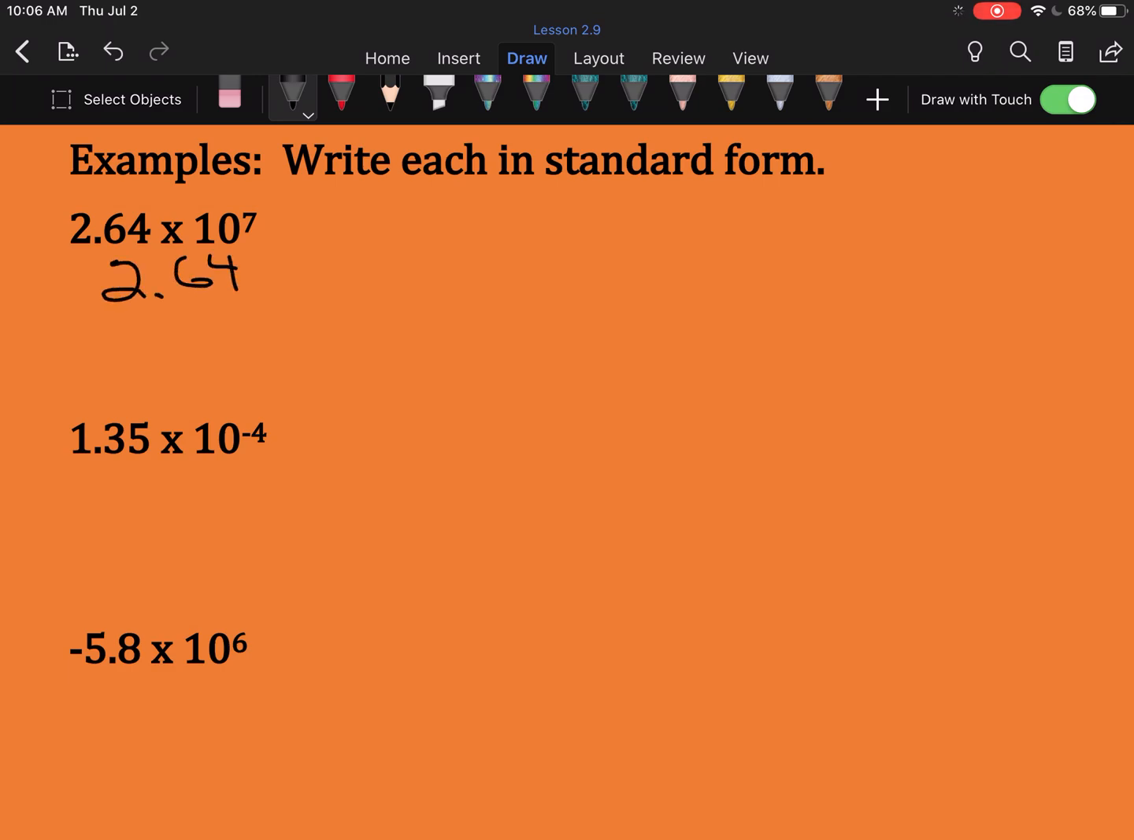Rewrite the original number, which is 2.64. 10 to the positive 7 basically says take the 7 and say that's the number of times I'm going to move the decimal point. And because it's positive 7, move it in the positive direction, which is right. 1, 2, 3, 4, 5, 6, 7. What do I do with all those holes I made? Fill them in with zeros.